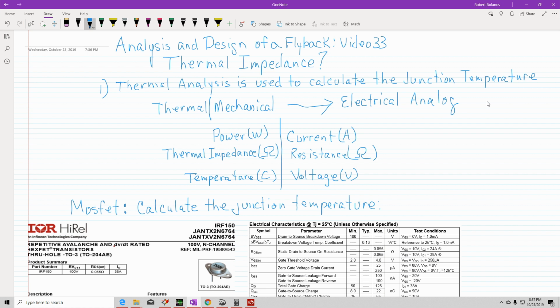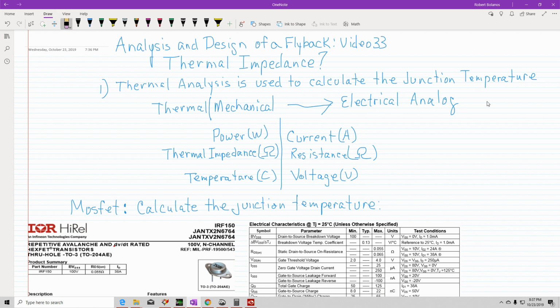I guess you can say that it's in the mechanical engineering domain. But fortunately, for this thermomechanical domain, we can actually have an equivalent. We have an electrical analog to it.